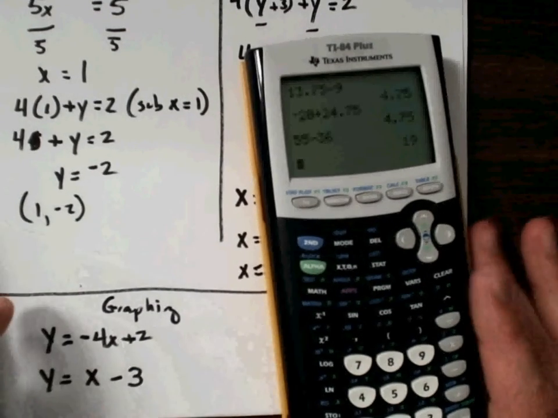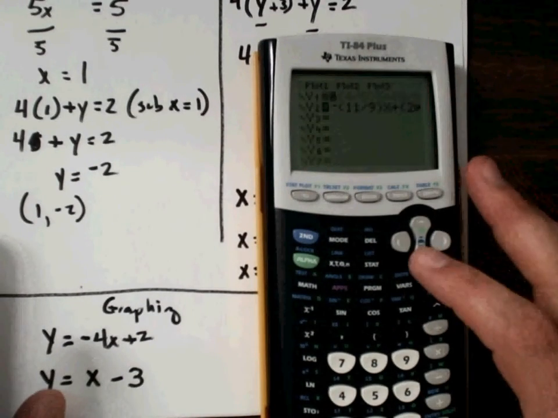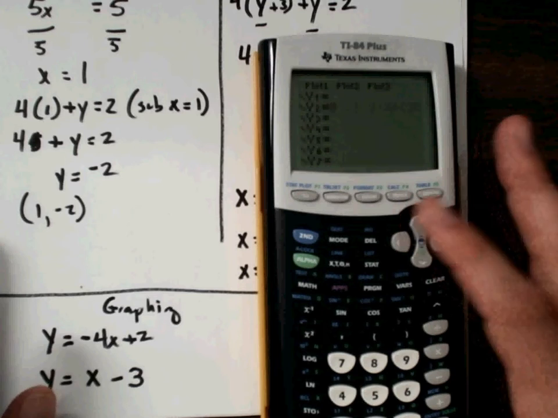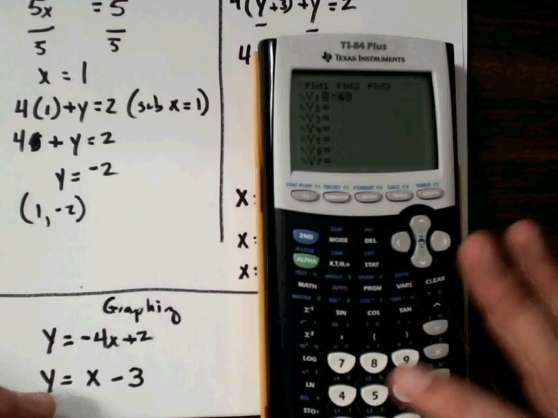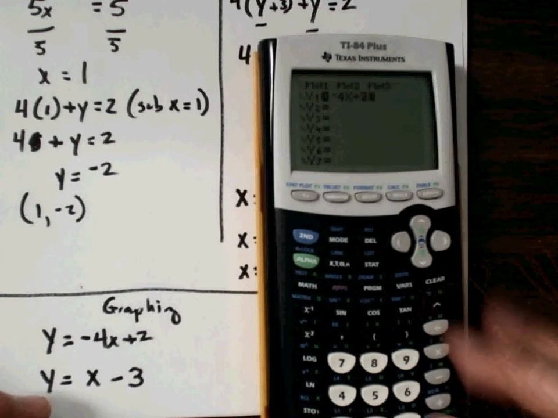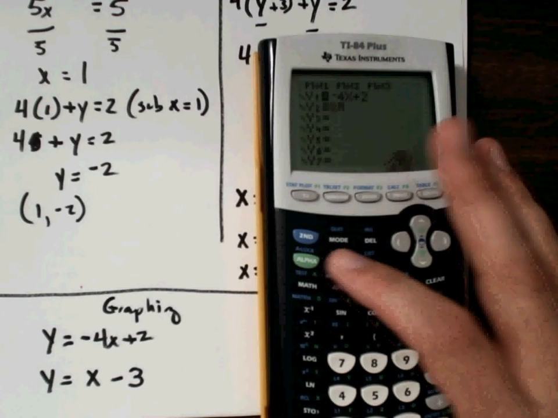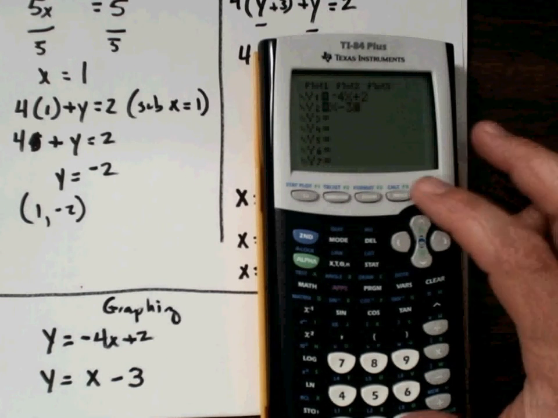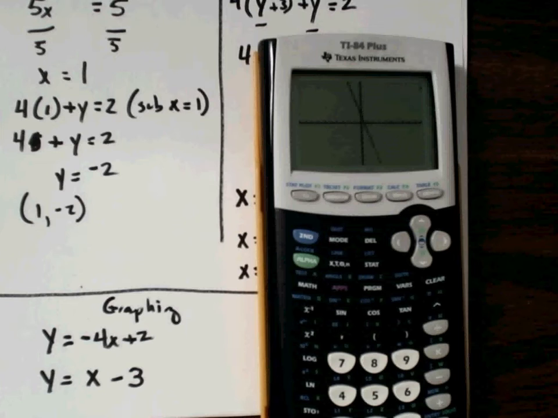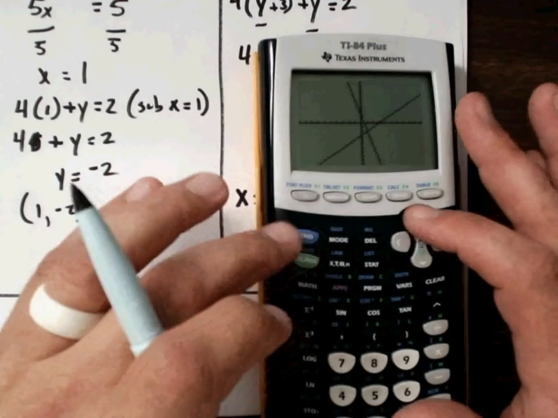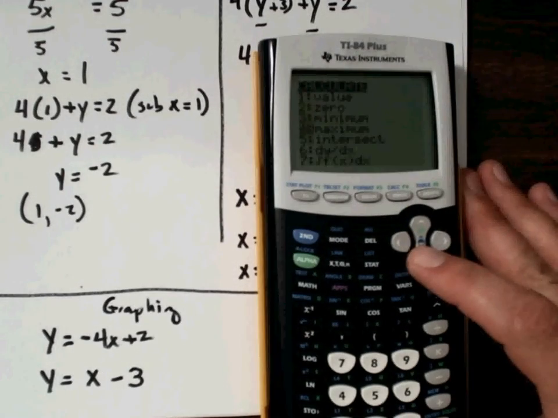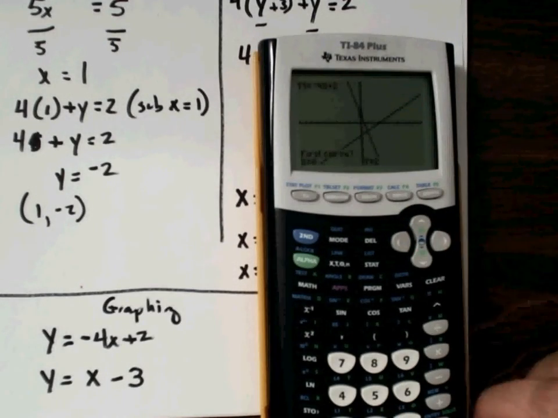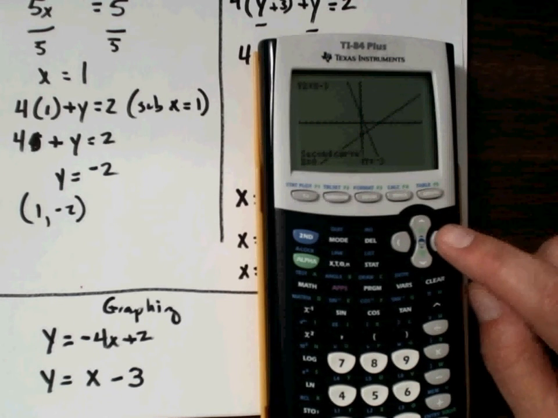So now I'm going to graph it for you. All right, so I'm going to put this one in, negative 4x plus 2, x minus 3, graph. Can I see the point of intersection? Yeah, so I'm set up really nicely. Second trace, scroll down to intersect.